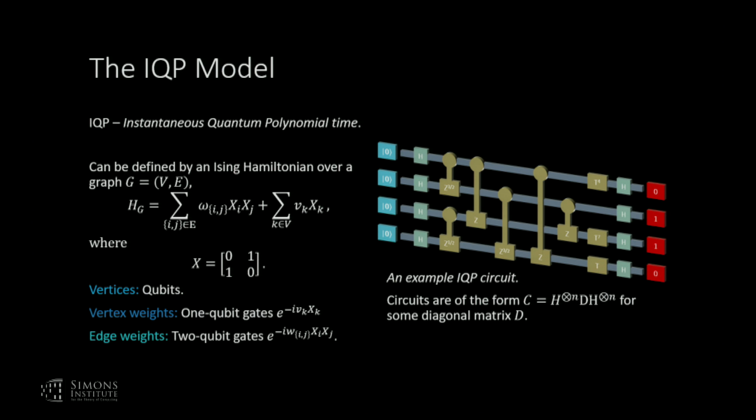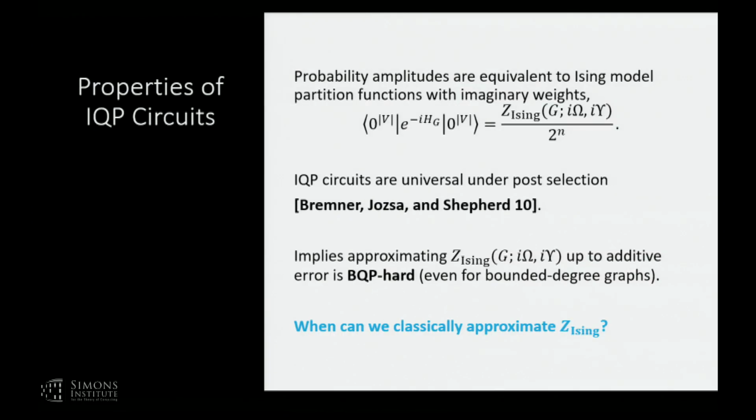So typically, if you write this in the circuit model, you get some circuits of the form. So you get some Hadamard gates. So this just takes the all 0 state and puts it into a uniform superposition of all possible bit strings. And then you apply some diagonal quantum gates, and then you apply these Hadamard gates again. Okay, so what's interesting about the IQP model?